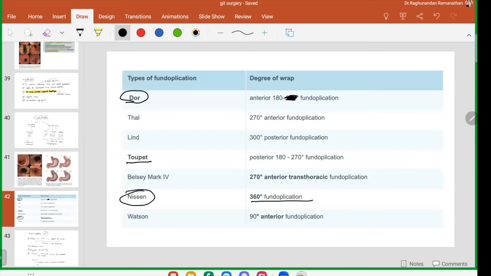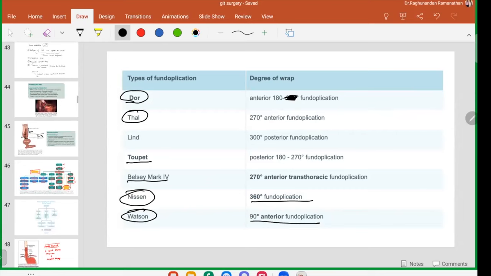Apart from it, we also read about the Belsey Mark IV, that is a 270 degree anterior transthoracic fundoplication. There is another one also, that is your Thal. Then your Watson, that is going to be a 90 degree fundoplication. Okay, that I thought of adding.